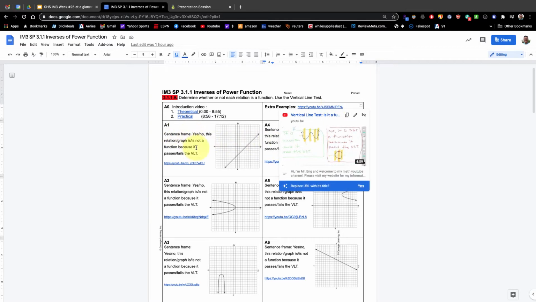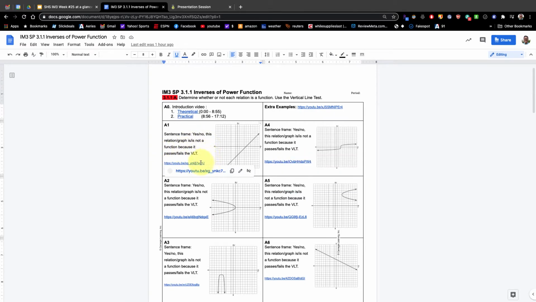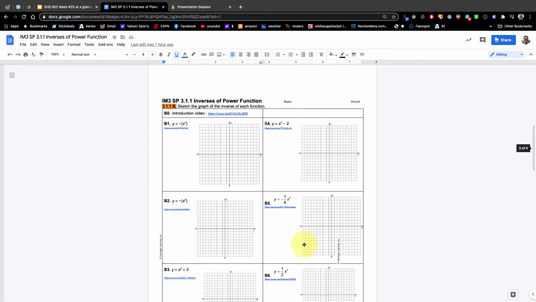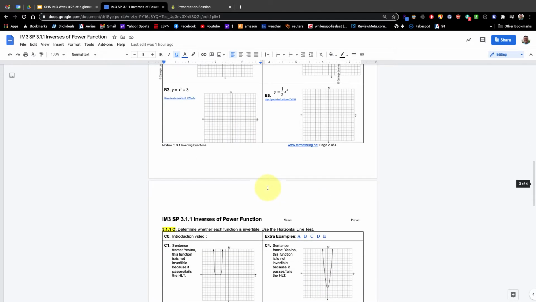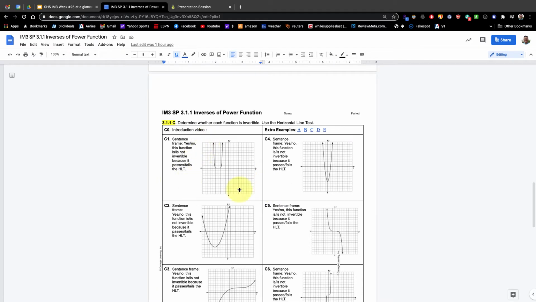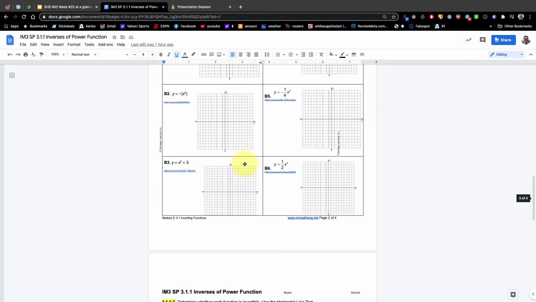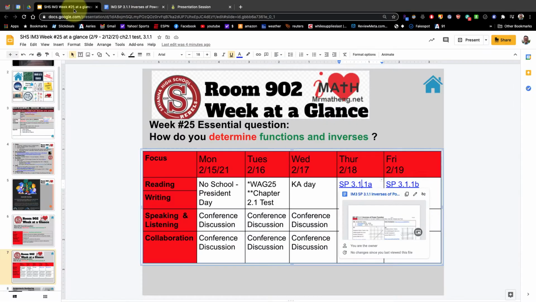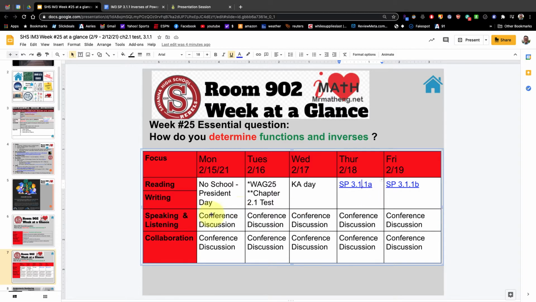I have this sentence frame that you just need to circle either yes or no, is or is not, and then passes or fails. And then, of course, if you want to see step-by-step for each of those videos, you have the video solutions for A. So we're doing B as well. We're going to watch this intro video. And as I'm recording this, these should be done, but I need to have video solutions and intros for C and D. Okay? So that's Skills Practice 3.1.